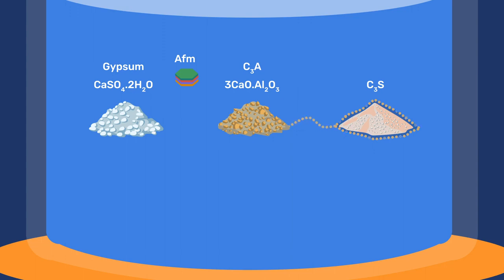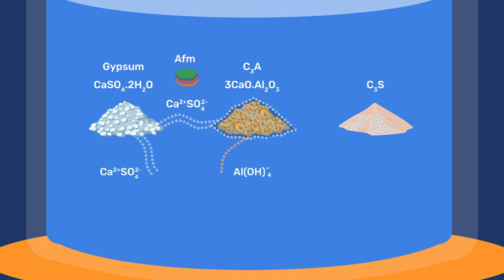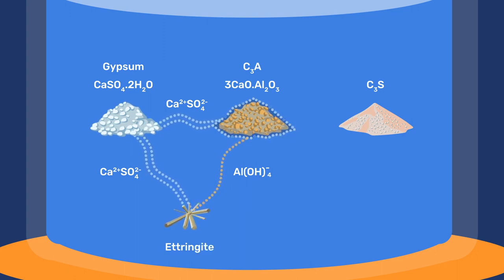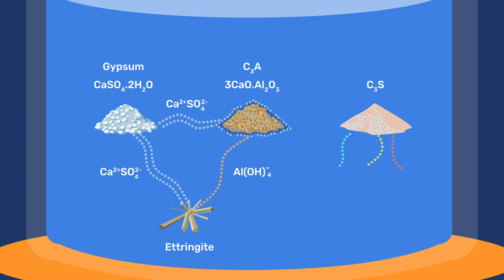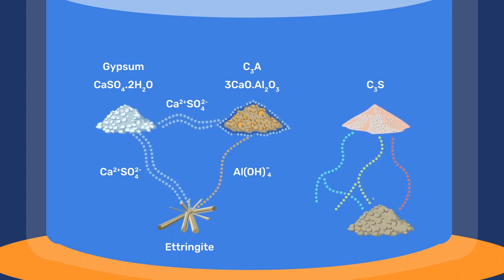This takes place in two ways. First, calcium sulfate ion pairs adsorb onto C3A and hinder its dissolution. Second, aluminate ions reaching the solution precipitate with calcium and sulfate ions released by gypsum so that the mineral ettringite is formed. This removes aluminate ions from solution and therefore prevents them from adsorbing on C3S, which can then freely dissolve to supply the ions needed to form CSH and CH.